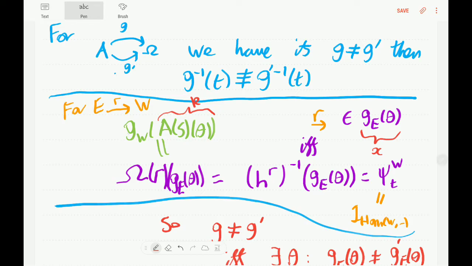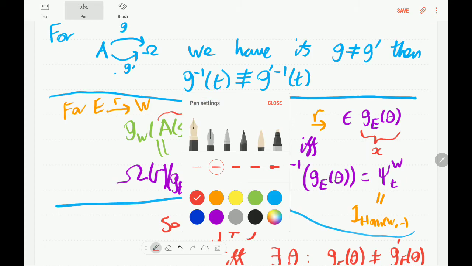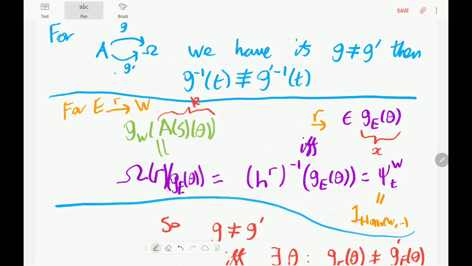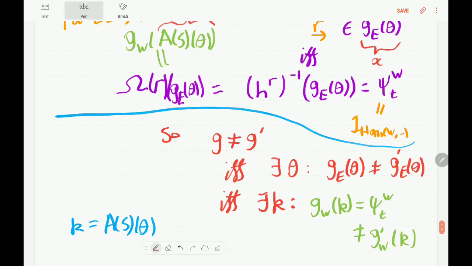So here we've sort of found a K. The crucial thing here is that given this kind of R under arrow in G of E of theta, we can find this kind of K such that G W of K is this psi W of T thing here. Now, here's the thing.